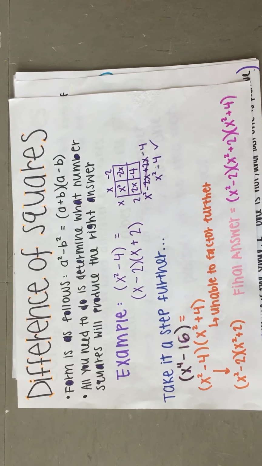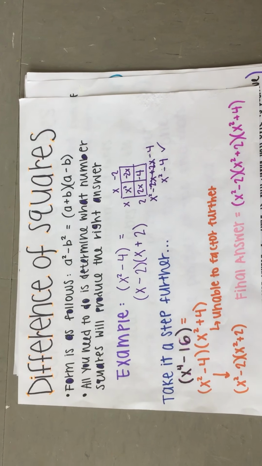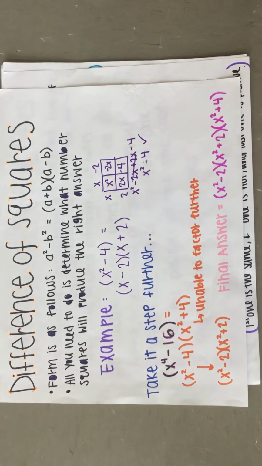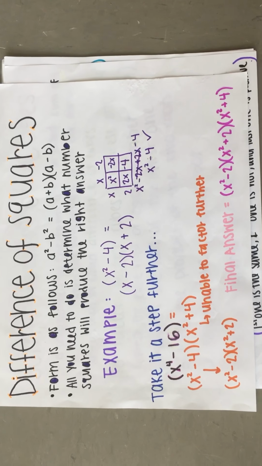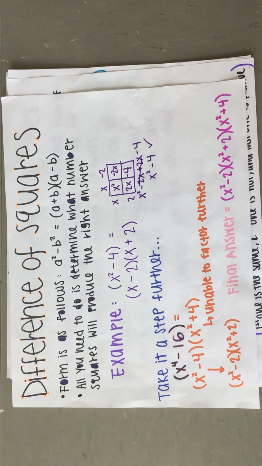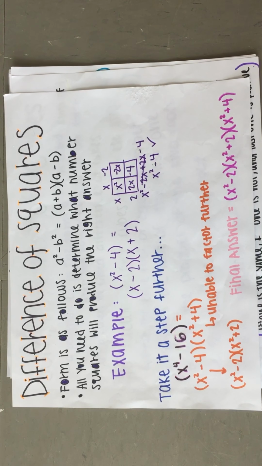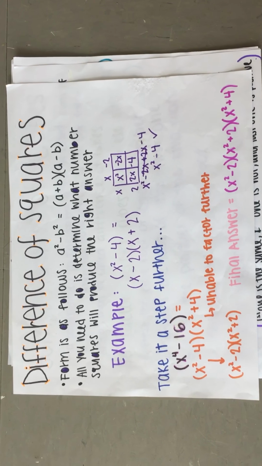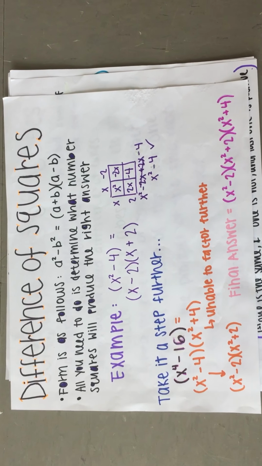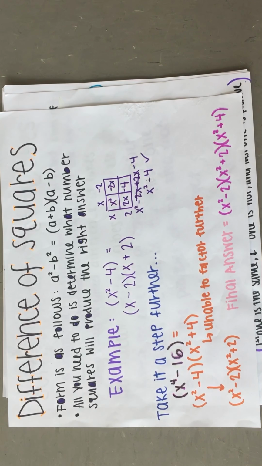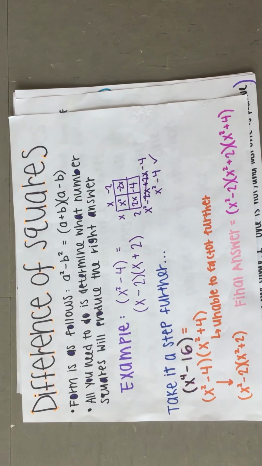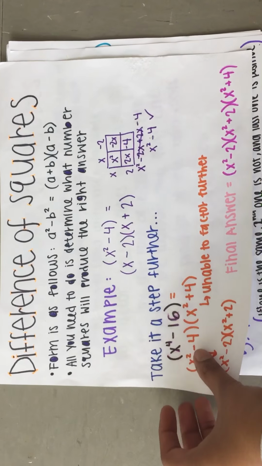And then take it a step further. x to the fourth minus 16 equals x squared minus 4 and x squared plus 4. And x squared minus 4 can be factored even further because it is also a difference of squares. And so the final answer is x minus 2, x plus 2, and x squared plus 4.